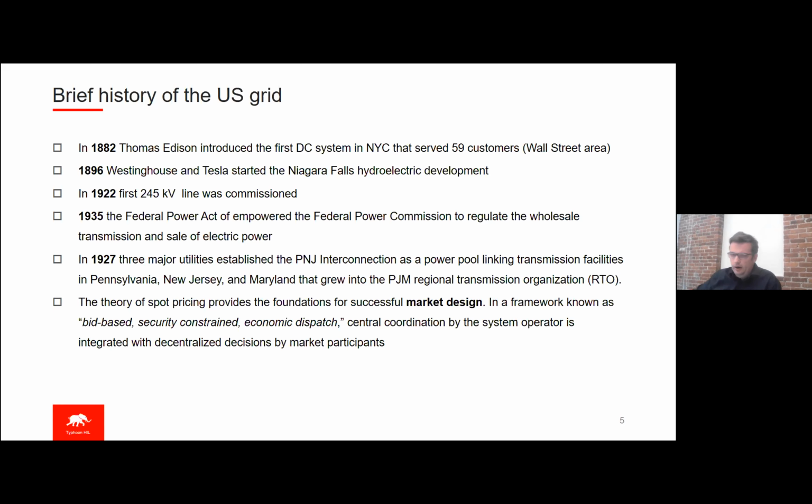But very early on, when people started paralleling not converters, but synchronous generators at the time, they started noticing instabilities on the grid. And these first instabilities, they really didn't understand that well.